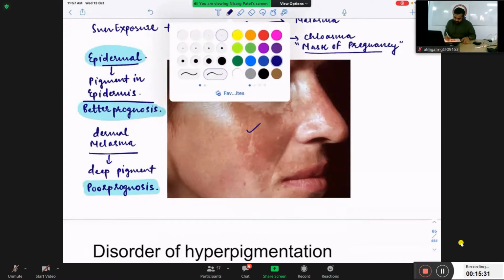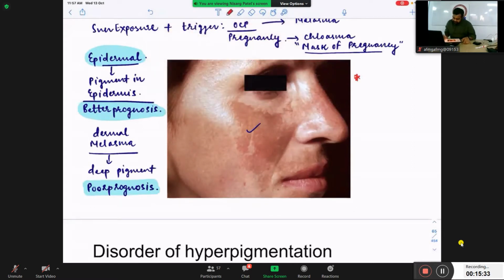If they ask what is the pathology in this disease: hyperfunctional melanocyte.